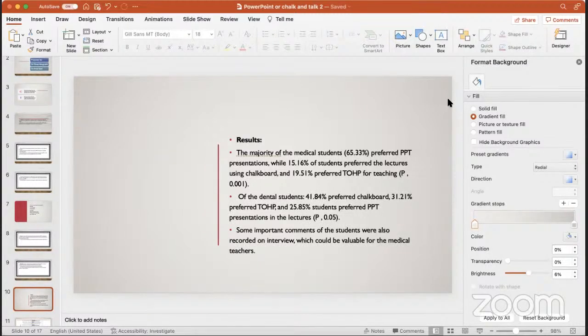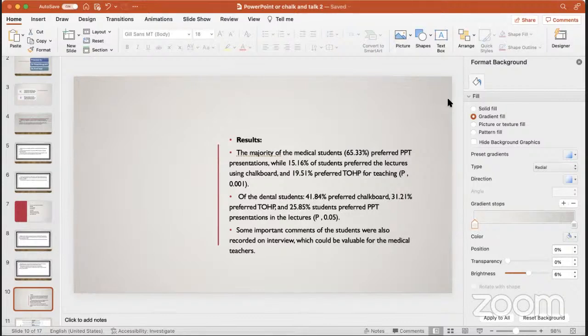The result of the study shows that the majority of the medical students, about 65%, prefer PowerPoint presentation, while 15% prefer a lecture using chalkboard and 19% prefer overhead projector, with a significant p-value of 0.001. For dental students, 41% prefer chalkboard, 31% overhead projector, and 25% prefer PowerPoint presentation in the lectures, with a p-value of 0.05. Some important comments of the students were also recorded in the interview, which could be valuable for medical teachers.